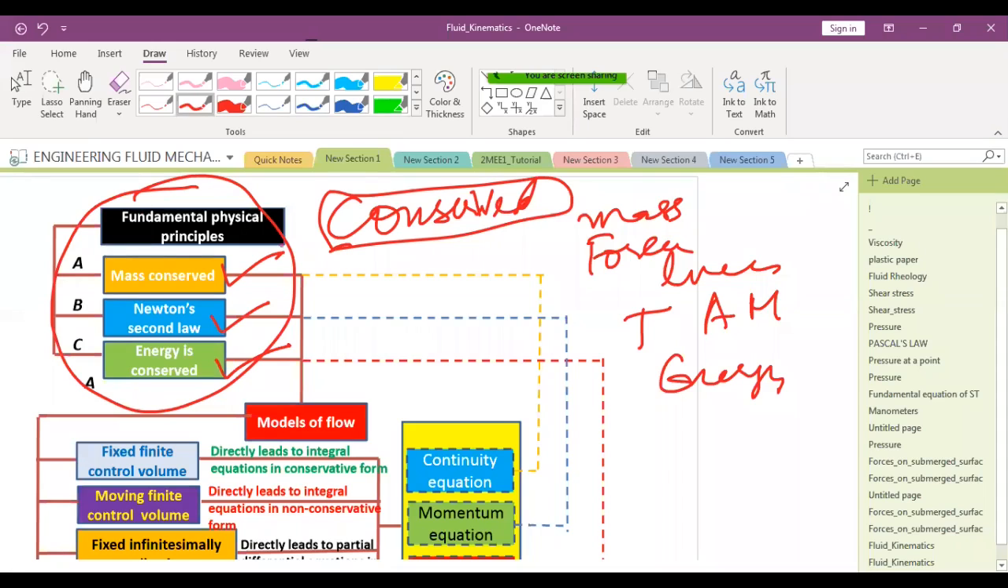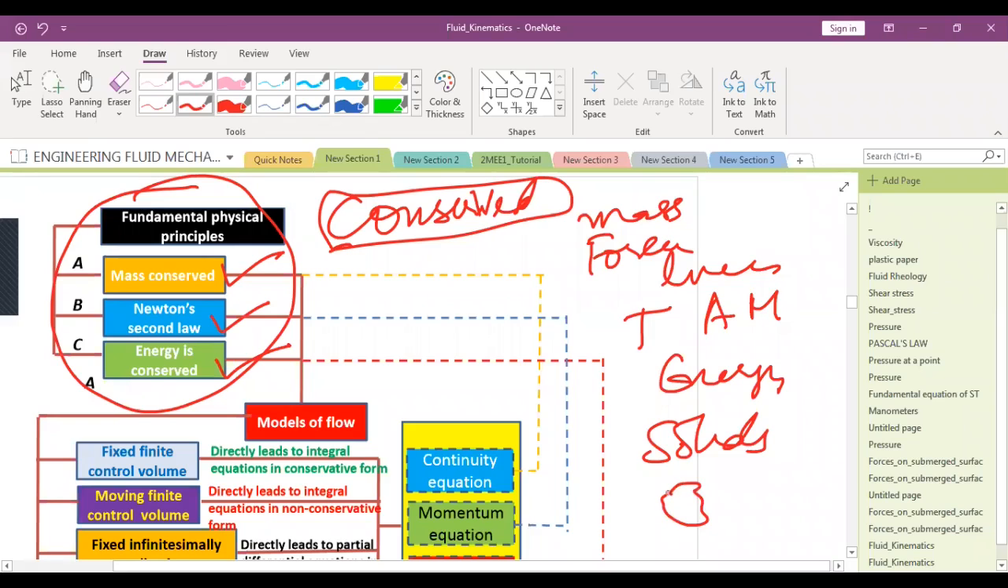So fluids के केस में प्रॉब्लम क्या है? हम ये लॉज किस चीज पे लगाएं? That is the problem. Because we don't have, as in case of solids, we can apply these laws to a definite size shaped solid.